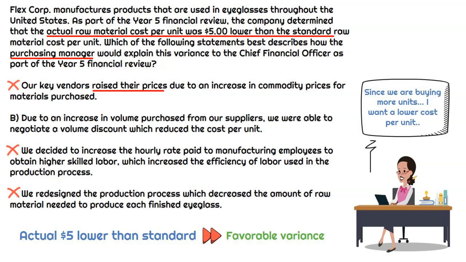So what we're left with is that option that relates to a volume discount, and that makes complete sense. So the correct answer is going to be due to an increase in volume purchased from our suppliers, we were able to negotiate a volume discount which reduced the cost per unit. That perfectly describes why the actual raw material cost was lower than the standard or budgeted rate and resulted in a favorable variance for the company during year 5.